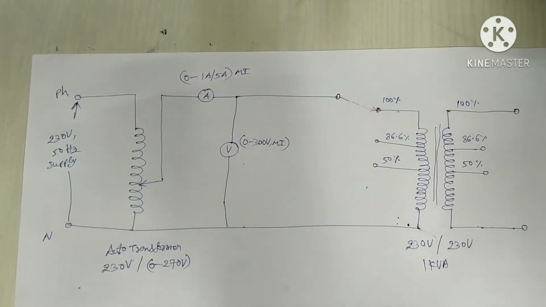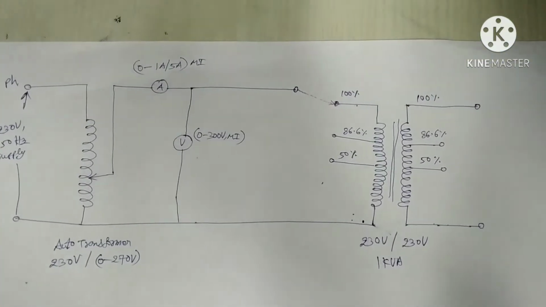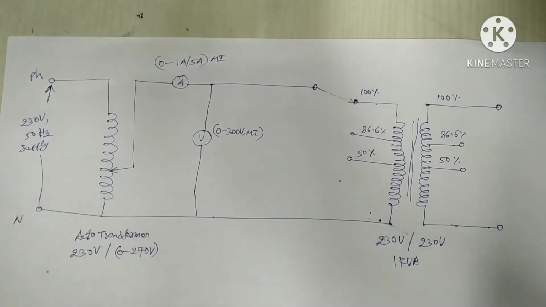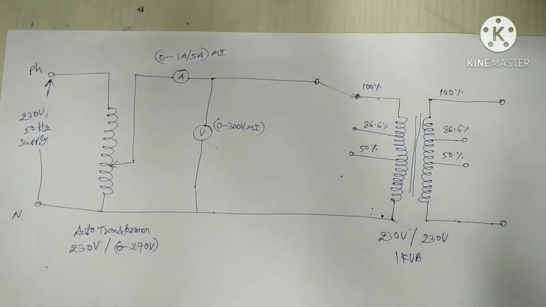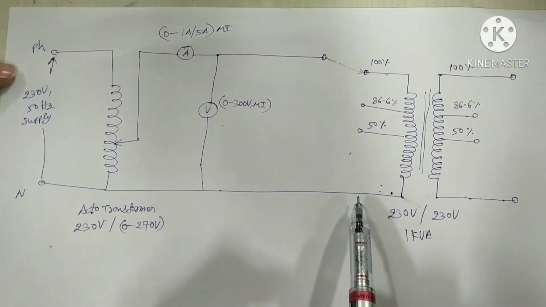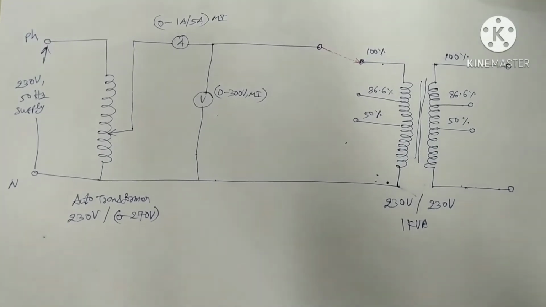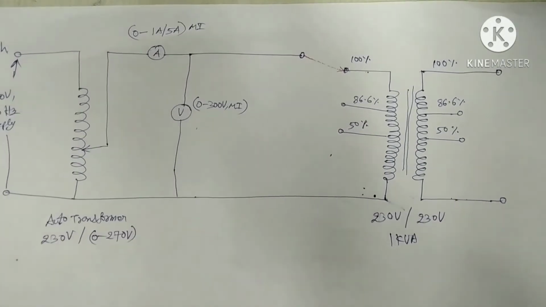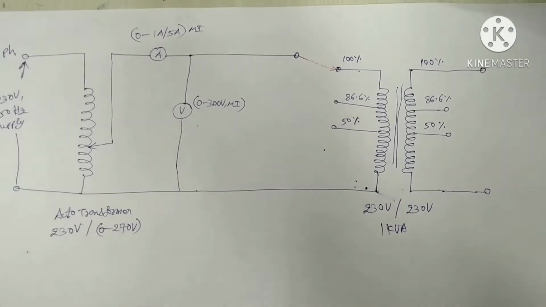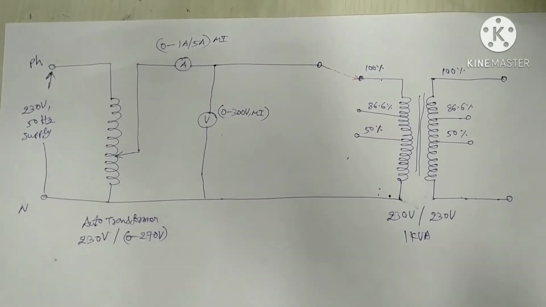Now we can see the procedure. First we have to connect the circuit as per the given circuit diagram. Apply the rated voltage, that is 230 volts, across the primary winding, that is across 100% turns in the primary winding, by adjusting the auto transformer output voltage. And then we have to note down the ammeter reading and observe the noise intensity in the transformer. After that we have to reduce the auto transformer output voltage to 0 volts.